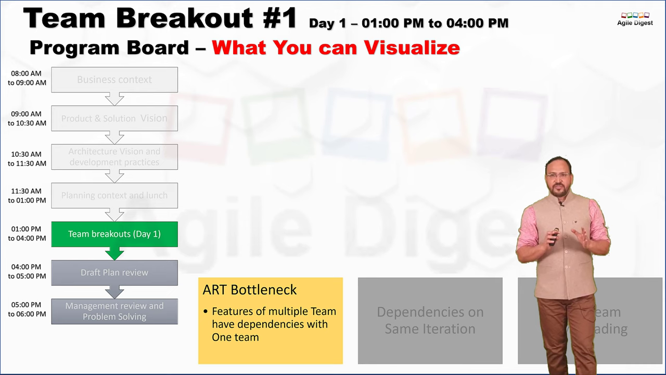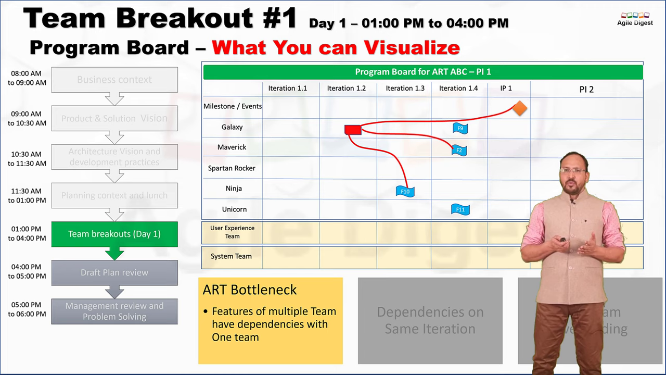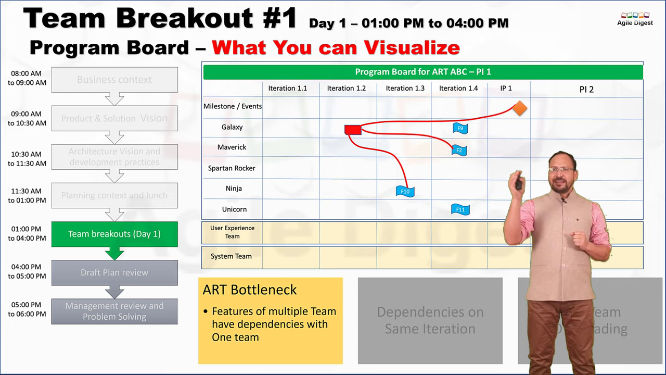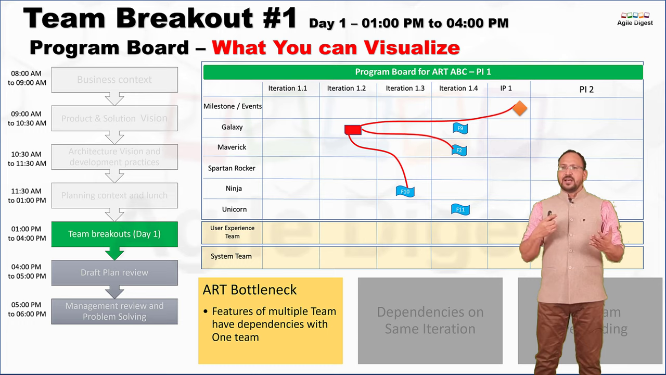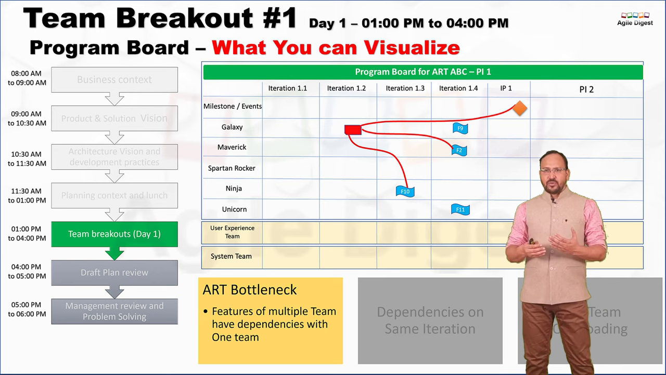I'll talk about three more situations of your PI planning. So let's try to understand, this is one of your program boards. Within this program board, I can see there is a bottleneck. One team has lots of dependencies from different teams and features. So when you are doing PI planning or some review, you need to adjust this particular area.